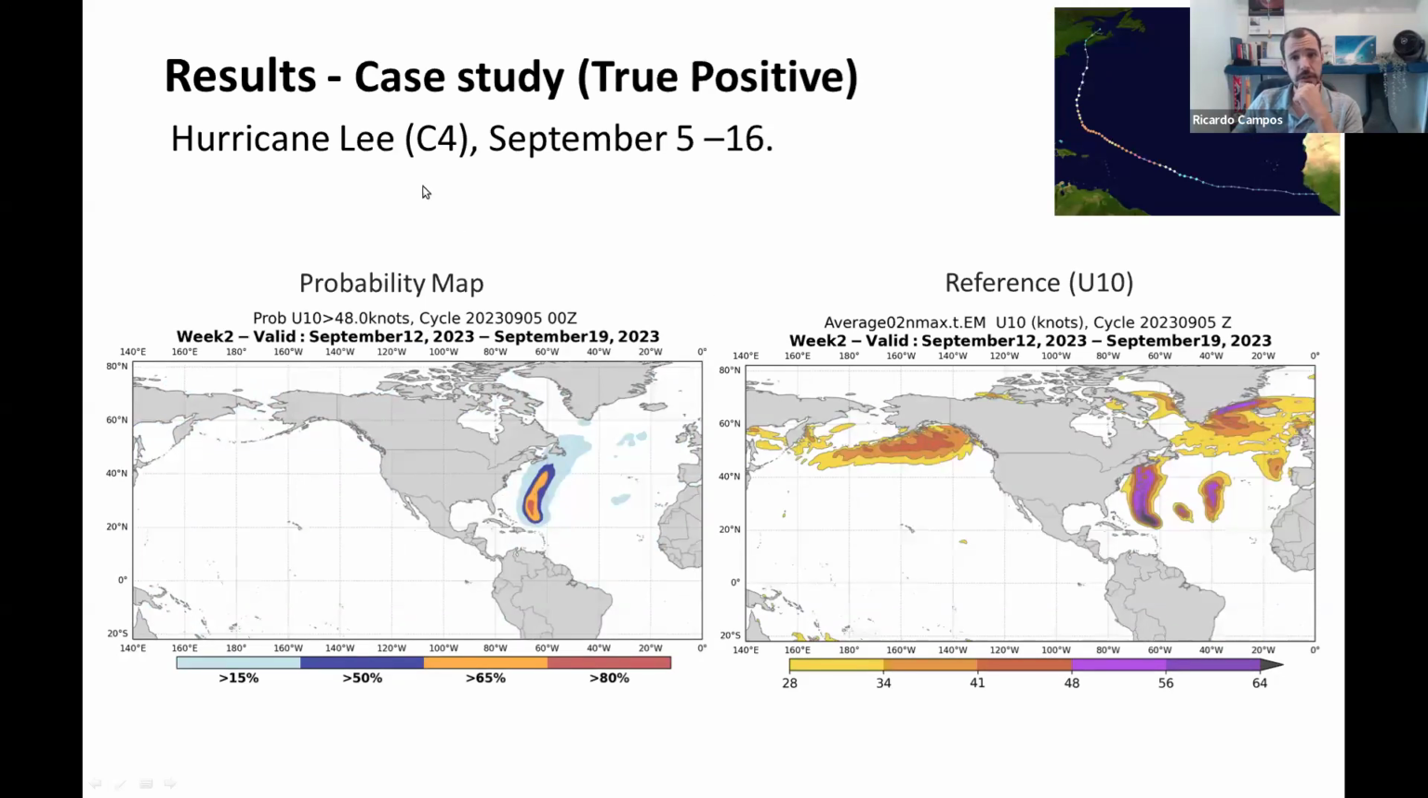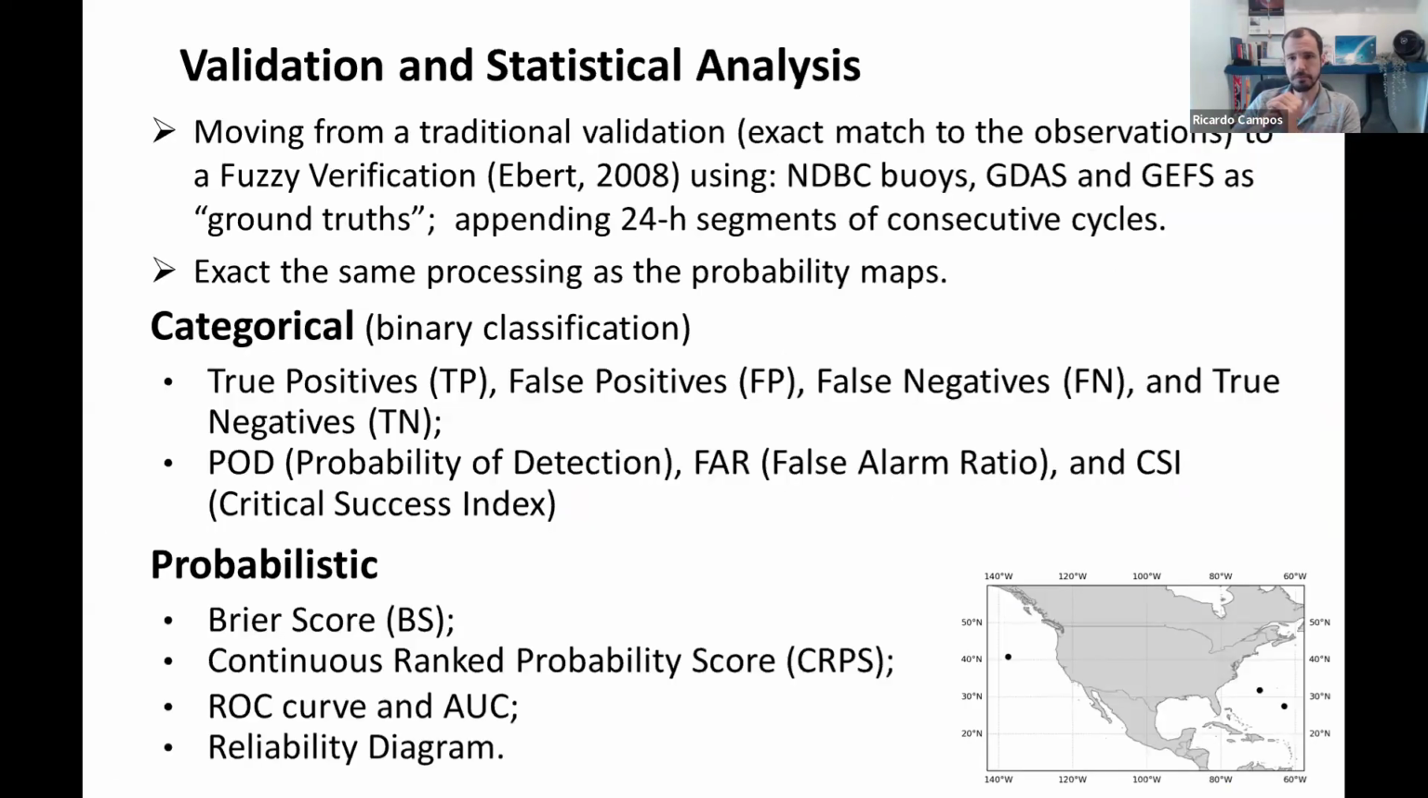This was a very interesting and successful case for Hurricane Lee. Also, Hurricane Franklin was very well captured with probabilities of winds above 40 knots, and also waves. We checked waves above 6 meters and 9 meters. And this is the reference showing how it's matching and how the week 2 forecast could indicate with very high probability following the track of the system. This is very useful information.